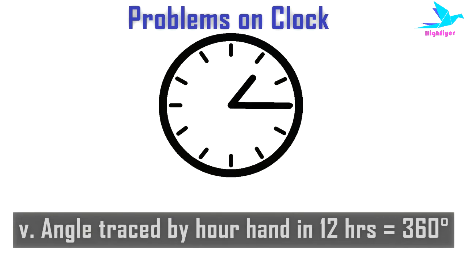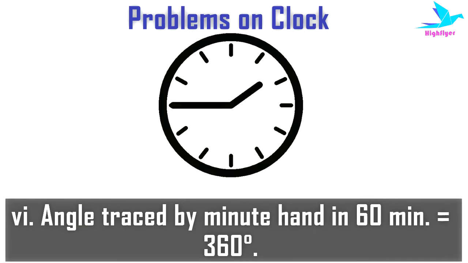Next concept. Angle traced by the hour hand in 12 hours equals 360 degrees. Next concept. Angle traced by the minute hand in 60 minutes equals 360 degrees.